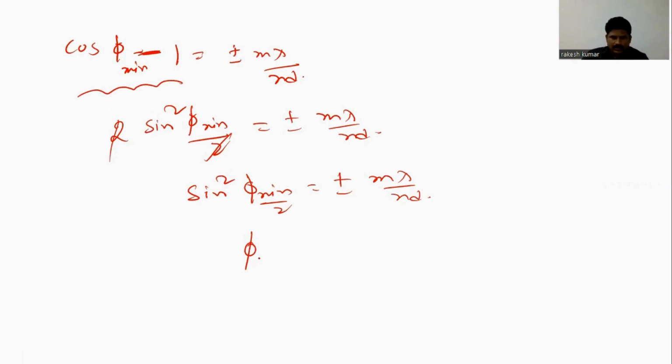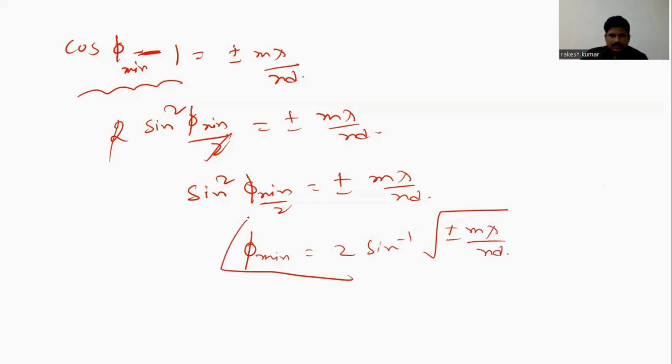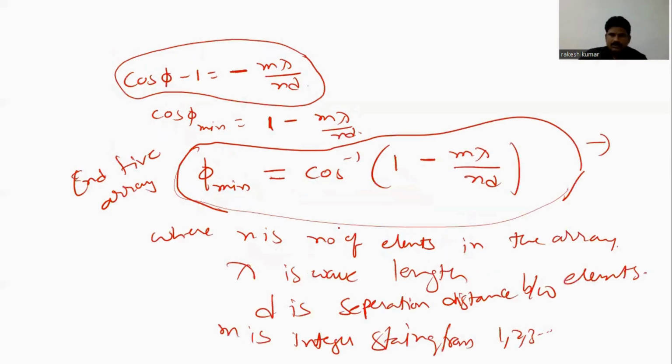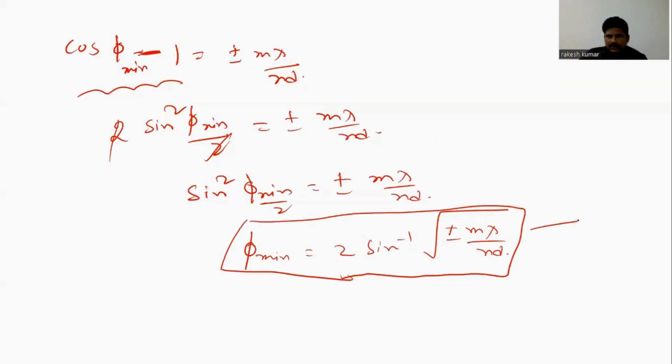So applying the sine inverse on both sides, you get phi minimum is equal to 2 sin inverse of root of plus or minus m lambda by 2 n d. So this is another expression for phi minimum. I have seen two expressions. This is one expression for obtaining null for an Endfire array. This is another expression for obtaining a null for an Endfire array.